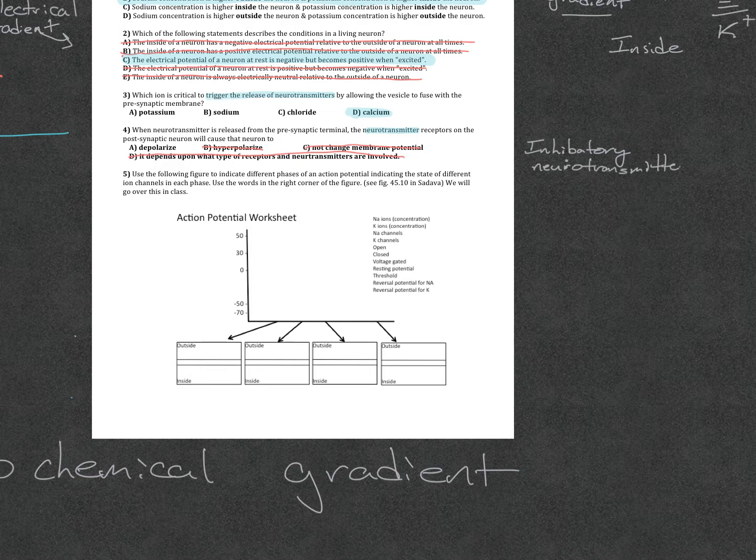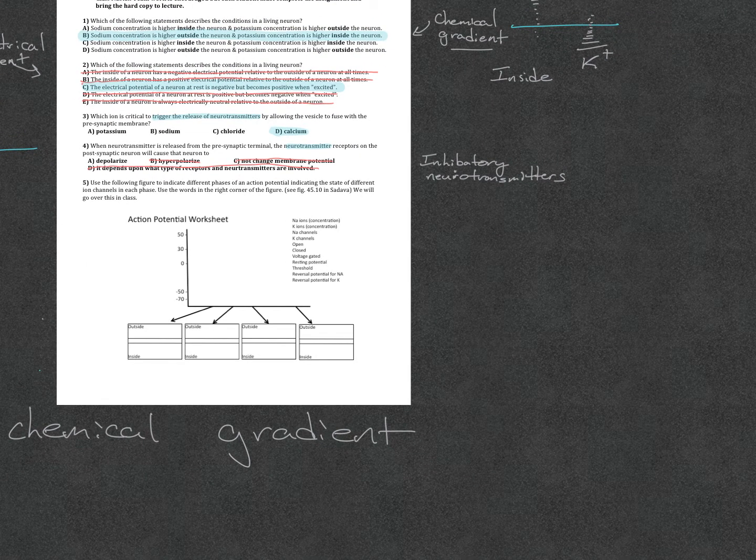They're not going to be on the test, but you might want to know about them. Inhibitory neurotransmitters, an example of that would be GABA. So GABA, what it does is it blocks the signal. It blocks the receptors from other neurotransmitters and doesn't allow them to bond to the receptor.